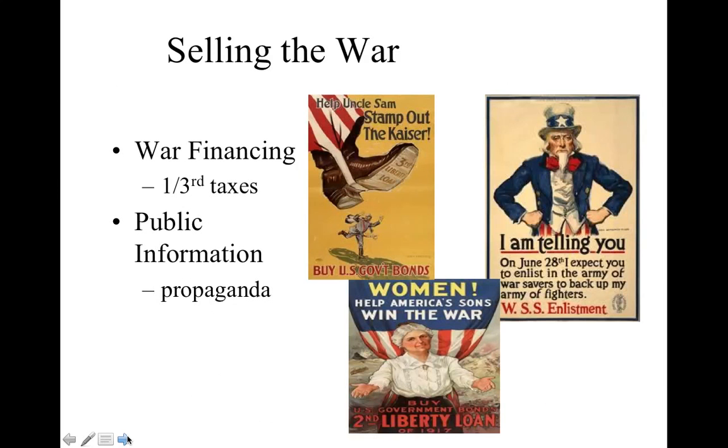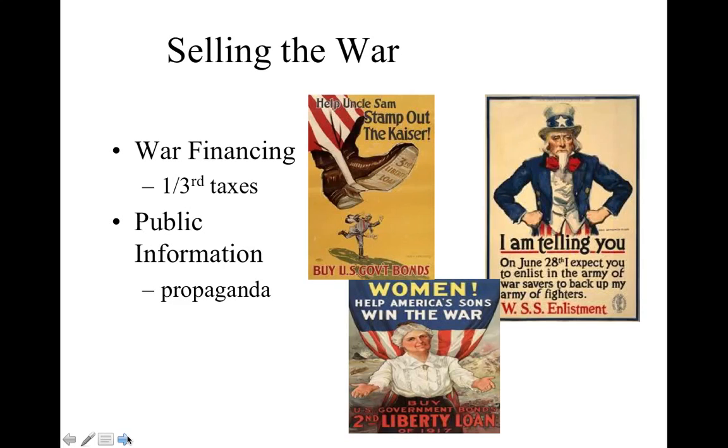Selling the war during this time, again, we'll see tax incurred, really three: a progressive income tax, as well as a war profits tax and excise tax. Excise tax is tax on tobacco, liquor, and luxury goods. About 35.5 billion was generated, which is about a third of the amount needed to fund the war, allocated through taxation. Public information was highly publicized through propaganda techniques.